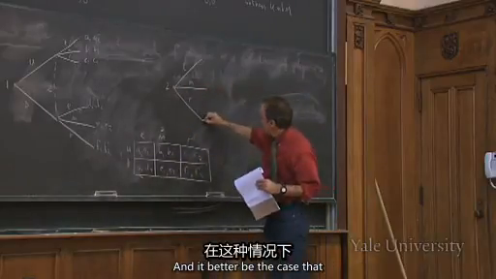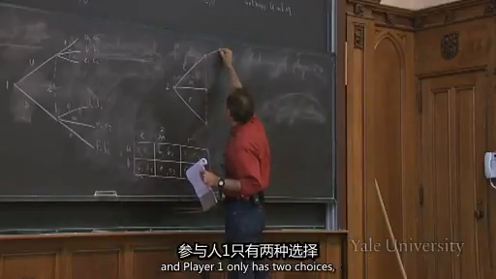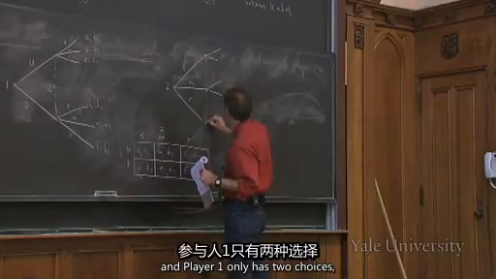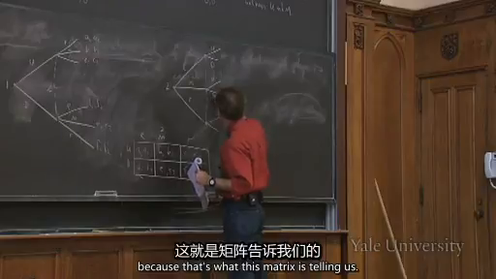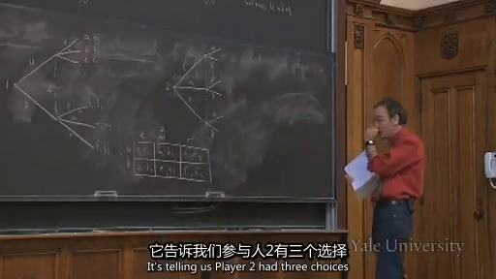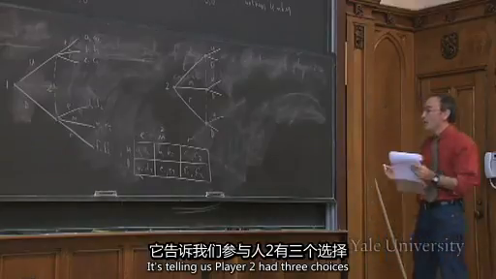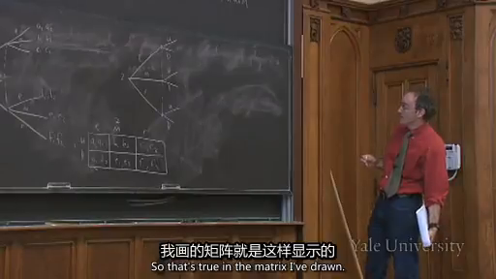And it better be the case that player 1 is in one big information set, and player 1 only has 2 choices, which we'll call up and down. Right, because that's what this matrix is telling us. It's telling us player 2 had 3 choices and player 1 had 2 choices. So that's true in the matrix I've drawn.